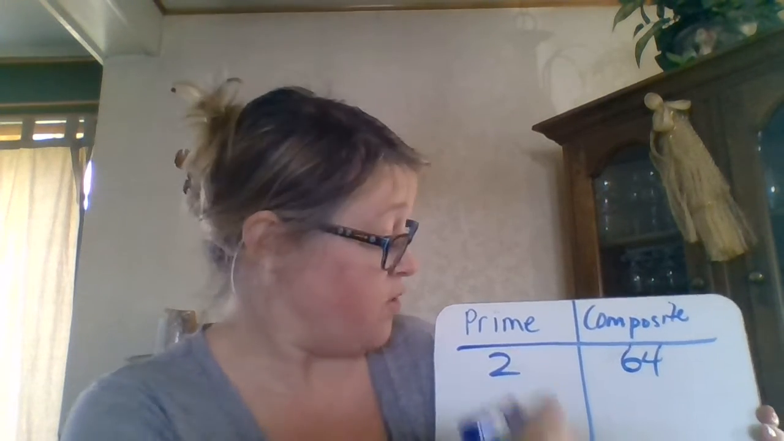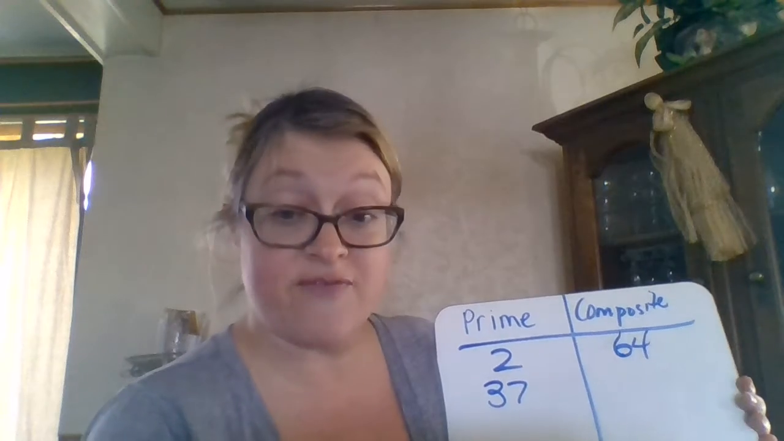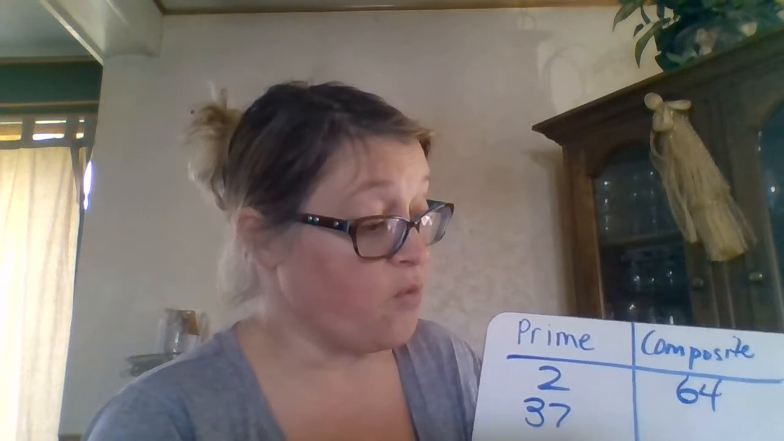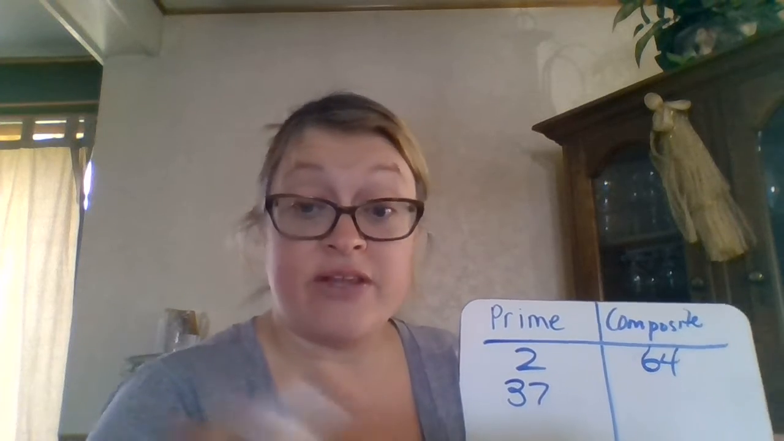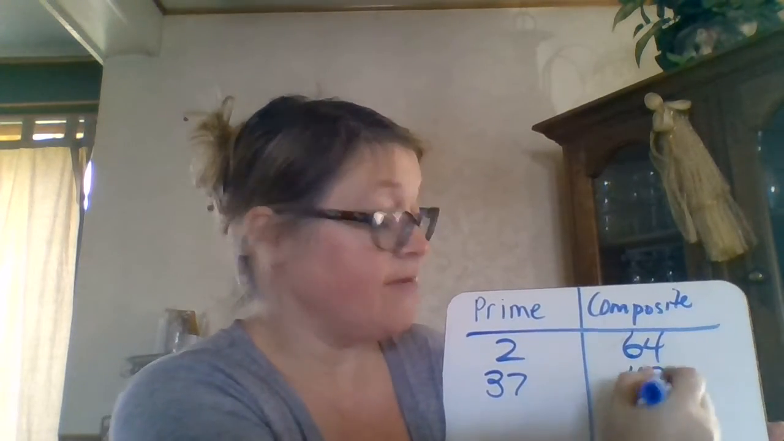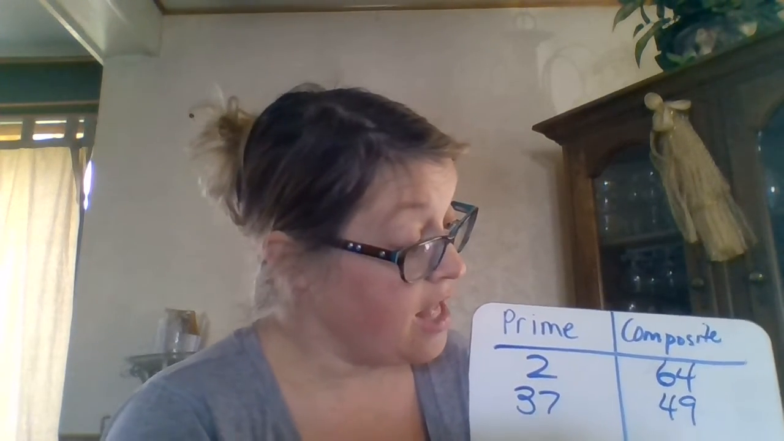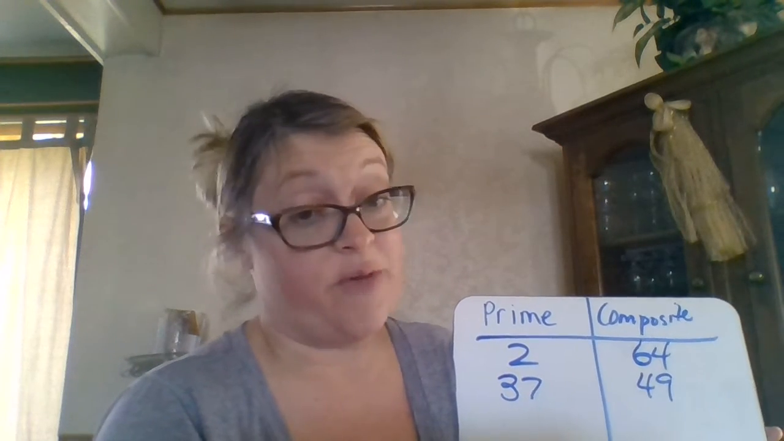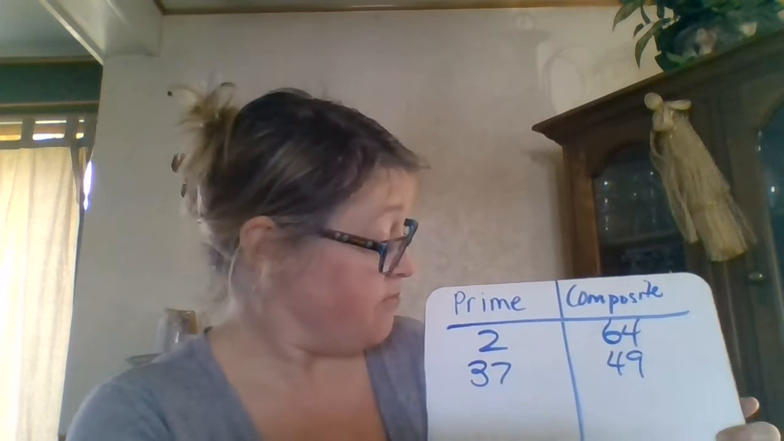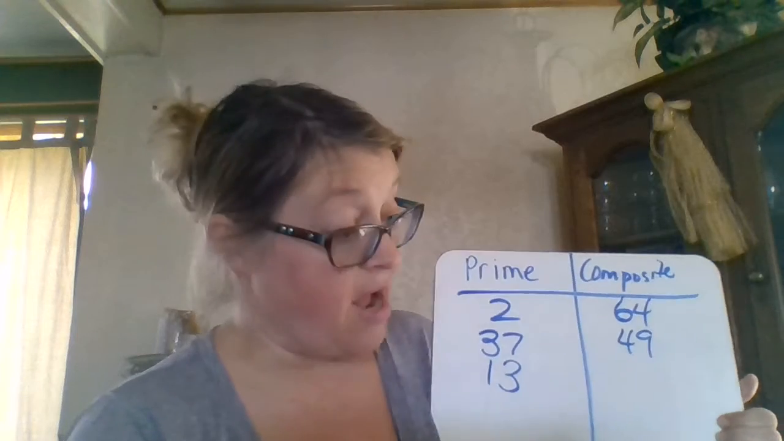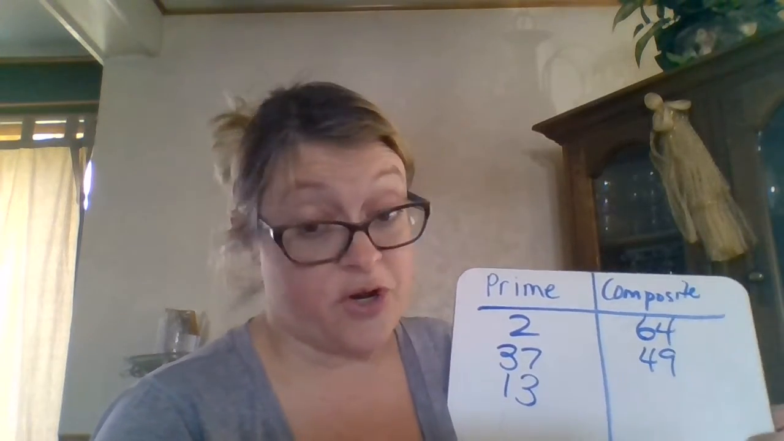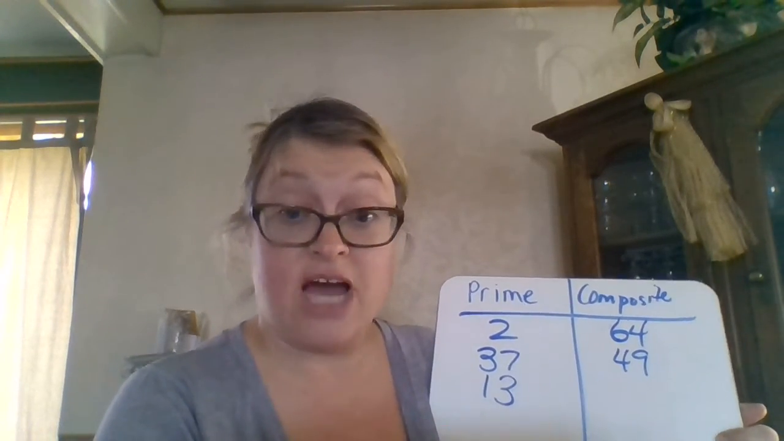37. You could only make 37 itself times 1. So 37 times 1 is the only thing you could do. So 37 is prime. And 49. We know you could do 1 times 49 and 7 times 7. So that's going to go ahead and make that composite. 13. You could only make 13 with 13 times 1. So it's prime.